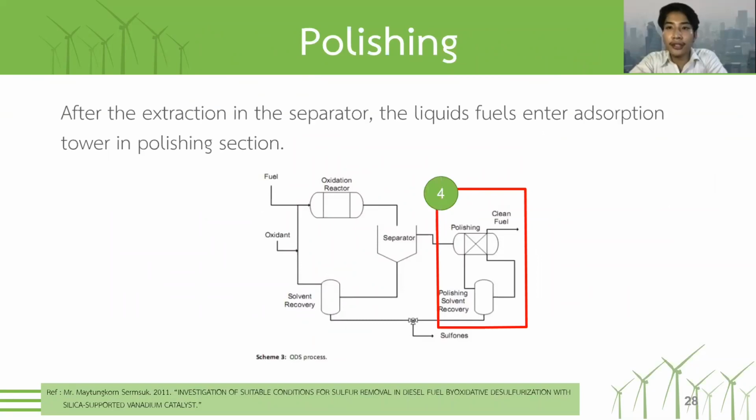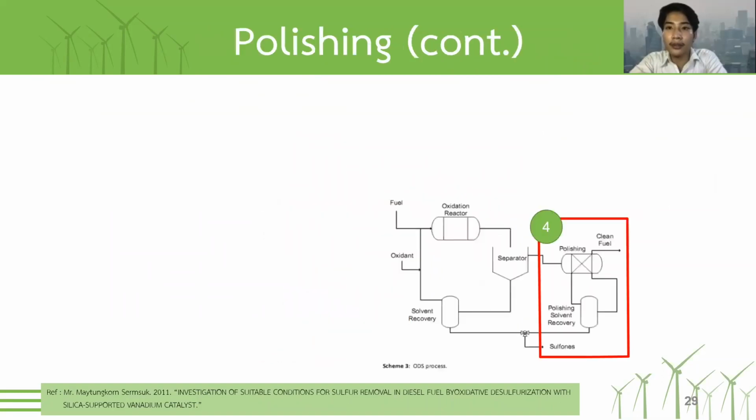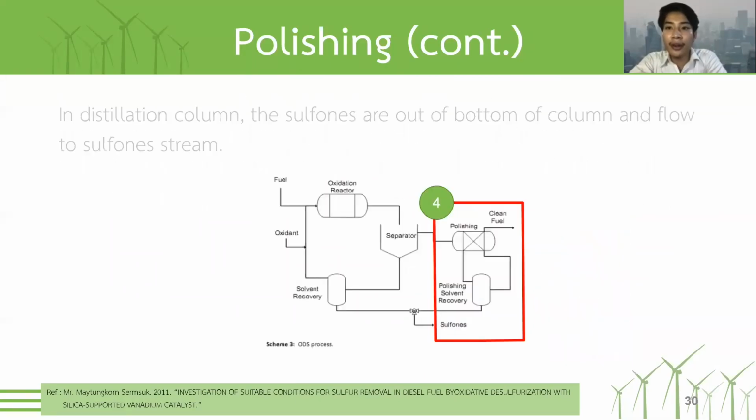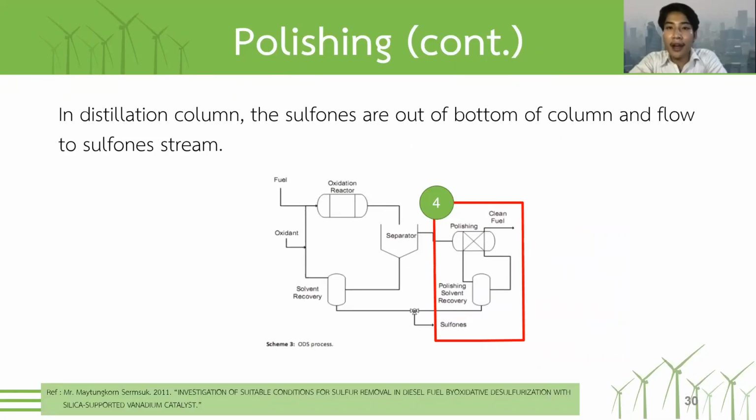And the last section, the liquid fuel enters the polishing section and enters the absorption tower. The remaining sulfone is absorbed in the tower and the feed flows out as a clean fuel. The remaining sulfone is extracted out of the bottom of the distillation column and flows to the sulfone stream.